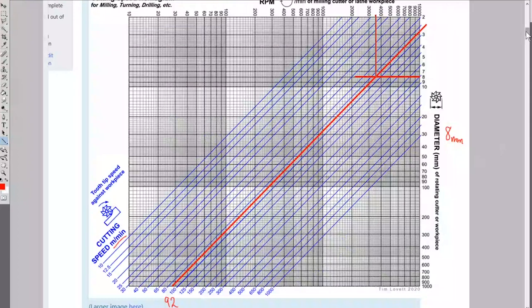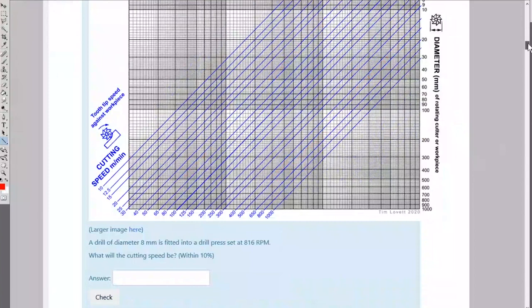We've got another one here. A drill of diameter 8. So the drill is the same diameter as last time.